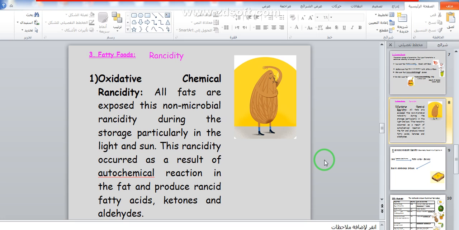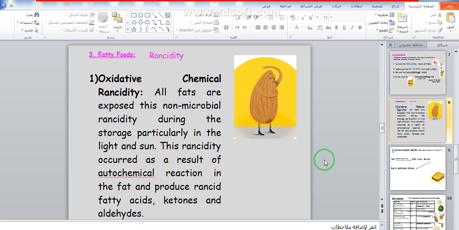The fatty foods, the main spoilage of them is rancidity. There are two main types of rancidity. Number one, oxidative chemical rancidity, which is caused for all types of fats when exposed, during storage in light and sun. So it is non-microbial rancidity due to storage in light and sun.